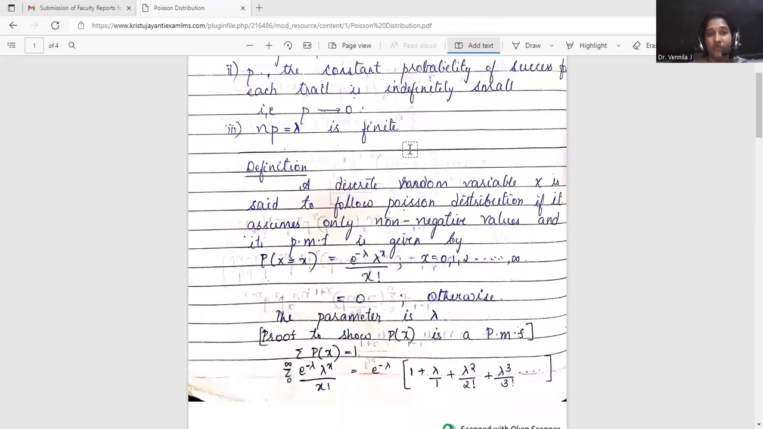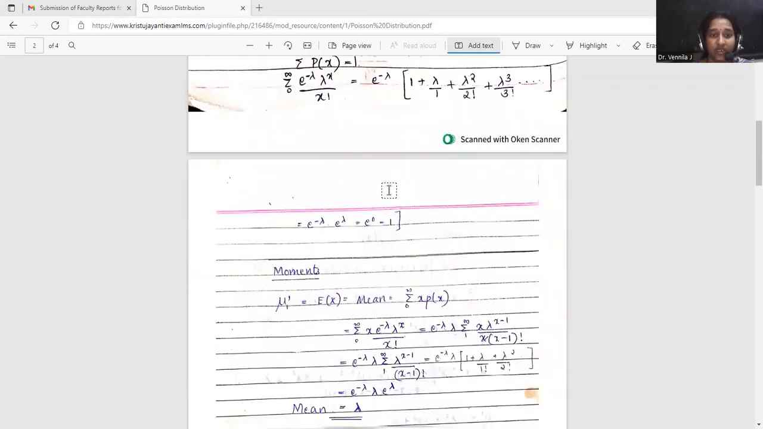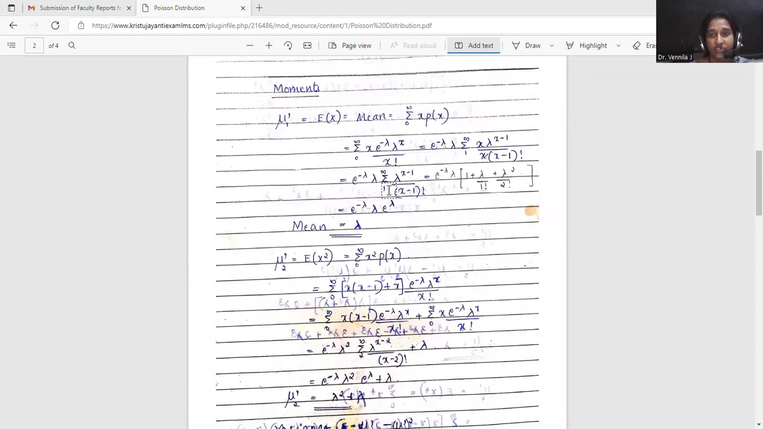Okay, now we want to find the value of mean and variance of this Poisson distribution. So we can use this probability distribution. The formula is summation x into p of x, right? So using the moments function, we have to find the mean and variance. What is moments? Mu1 dash is equal to expectation of x, that is called the mean. That is equal to summation x is equal to 0 to infinity x into p of x. Okay. Now instead of p of x, we have to apply the Poisson distribution formula.